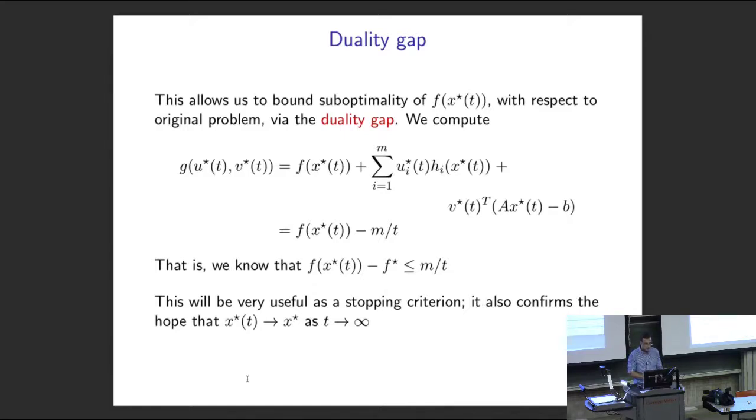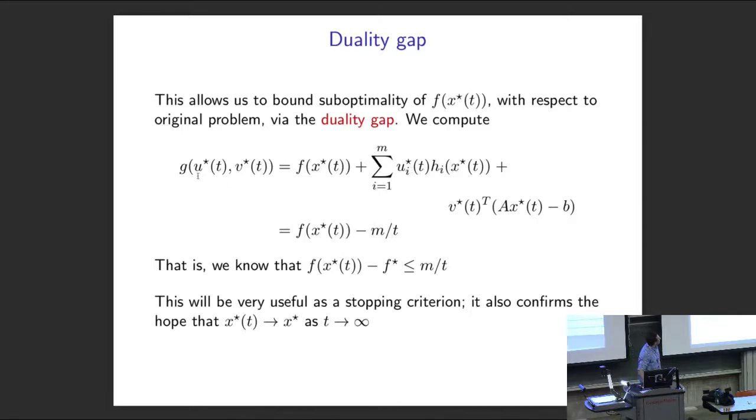Okay, we can take the criterion, let's say, at x star of t. We can take the dual criterion at u star of t and v star of t. We can take the difference between the primal and the dual. That'll give us a bona fide duality gap for the point x star of t for the original problem.